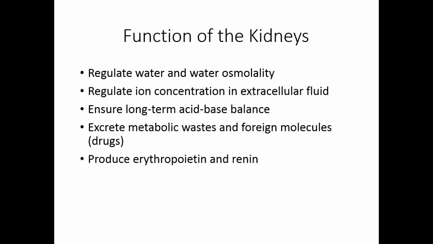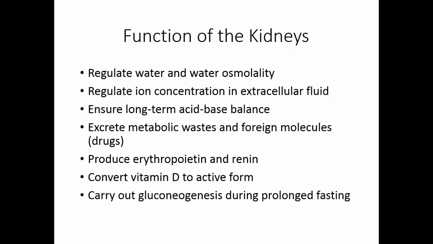They also produce two hormones. Erythropoietin is the one that stimulates the bone marrow to produce red blood cells, and renin helps control blood pressure. It is the kidneys that convert vitamin D to its active form. The precursor substance is made in the skin. And finally, the kidneys will carry out gluconeogenesis during prolonged fasting. Normally this occurs in the liver, but if fasting is prolonged, the kidneys can take over this function as well.